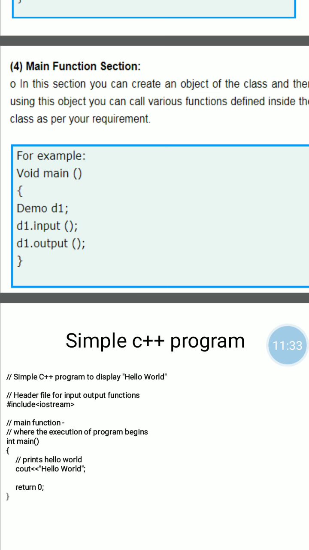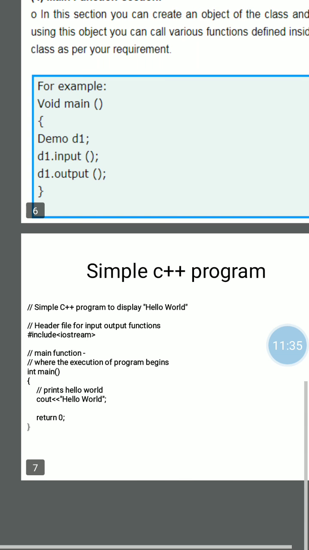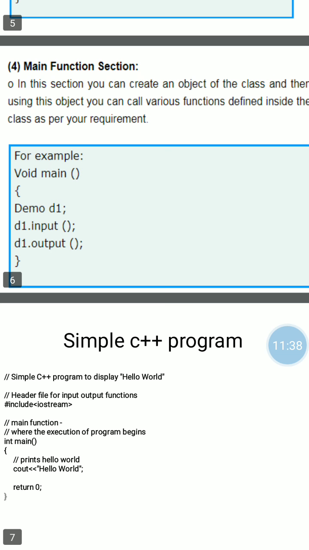Next, a simple C++ program to display hello world. Just hash include iostream, here .h is also required, iostream.h, to perform input and output operations. Then the main function, where the execution of the program begins, integer main, that is the return type. If your main function return type is void, then there is no need to return any value, but here the main function type is integer, that's why we return 0.